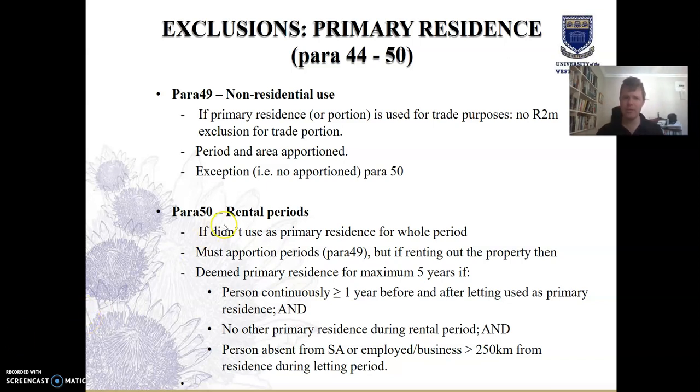Awesome. Para 50 speaks about rental periods. So if you didn't use the primary residence for the whole period, so quite similar to para 47, if you rented it out, okay, so you rented out the property for some period that you weren't living in it, you can deem yourself as having been resident for up to a maximum of 5 years if you lived in it for more than a year before you let it out, and you lived in it for more than a year after you let it out, and you had no other primary residence during this period, and you were absent from South Africa or had to be employed or work more than 250 k's from your house. Basically what this is saying is if your work sends you overseas or somewhere else in South Africa, for a period of up to 5 years, you can rent out your house. Provided you lived there before and you lived there afterwards, you can treat yourself as having lived in that place for a period of up to 5 years.